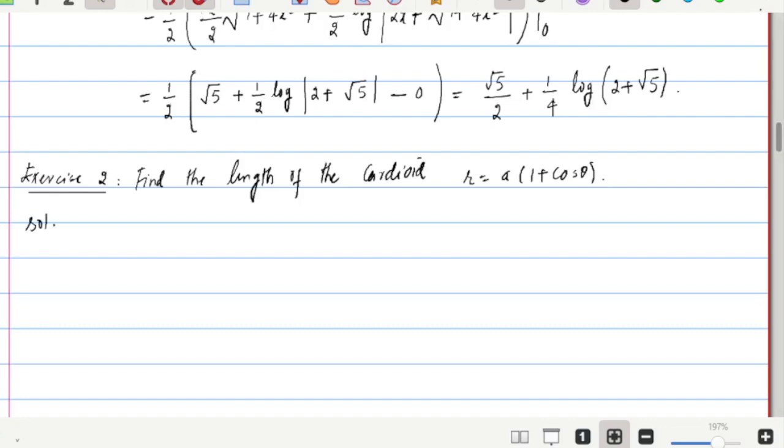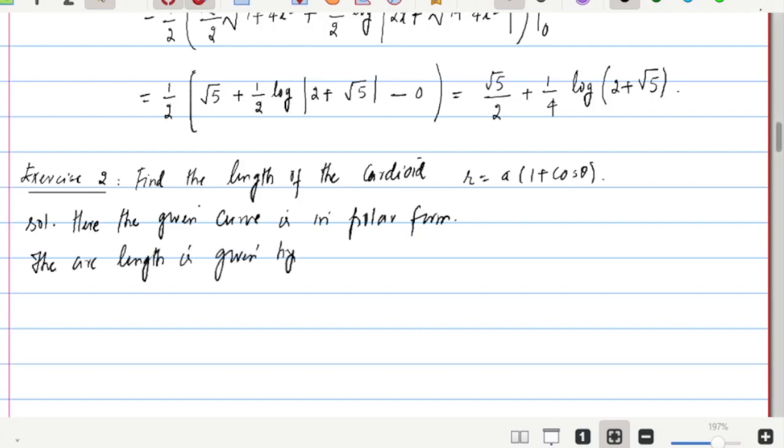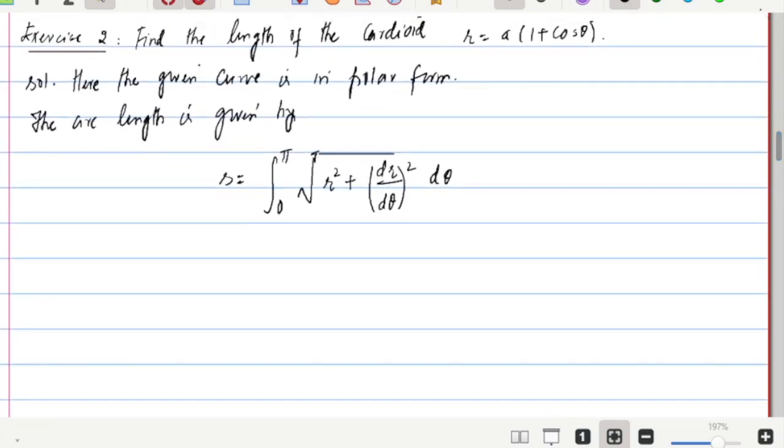So now let's take a solution. Here the given curve is in polar form. Therefore we use the similar formula to find the arc length. So the arc length is given by s is equal to integral from 0 to pi, square root of r square plus dr by d theta whole square. तो इसका हमें इंटीग्रेशन करना है with respect to theta, and theta here varies from 0 to pi. So actually the total length of the cardioid is obtained by evaluating the expression from 0 to pi.